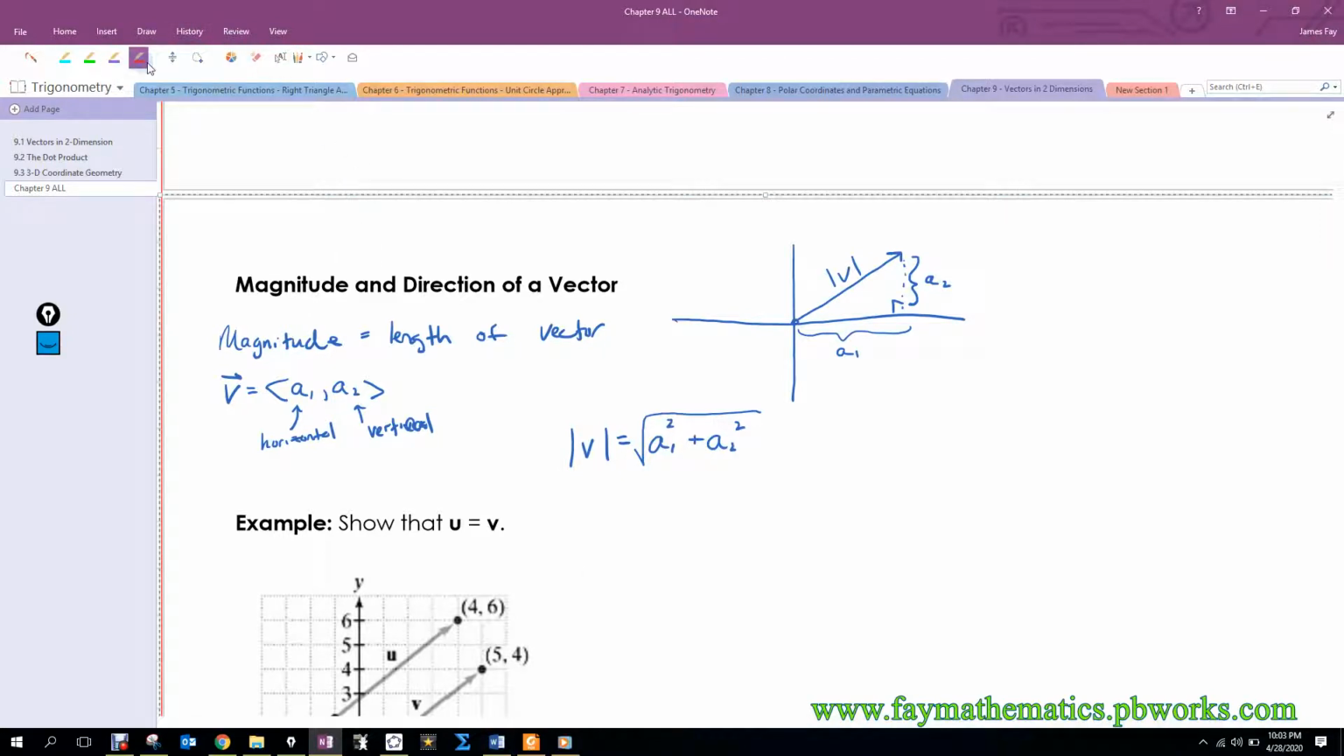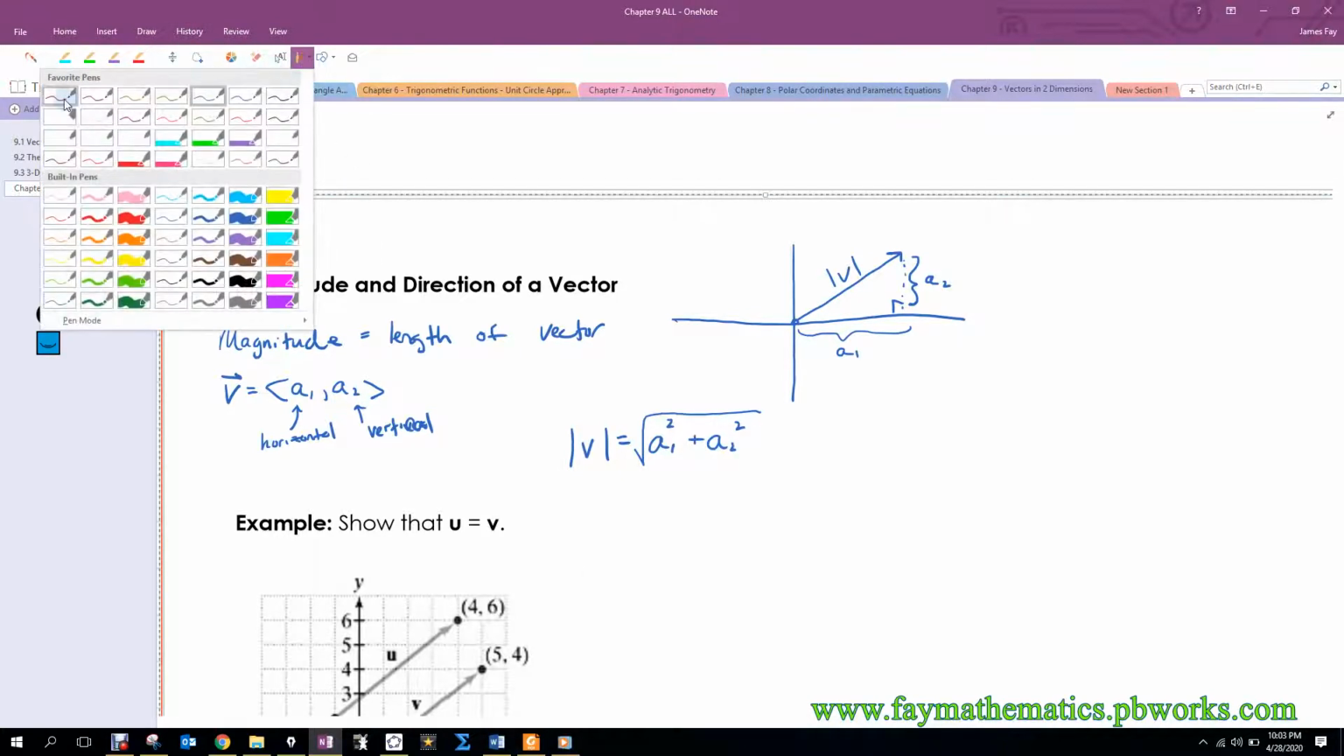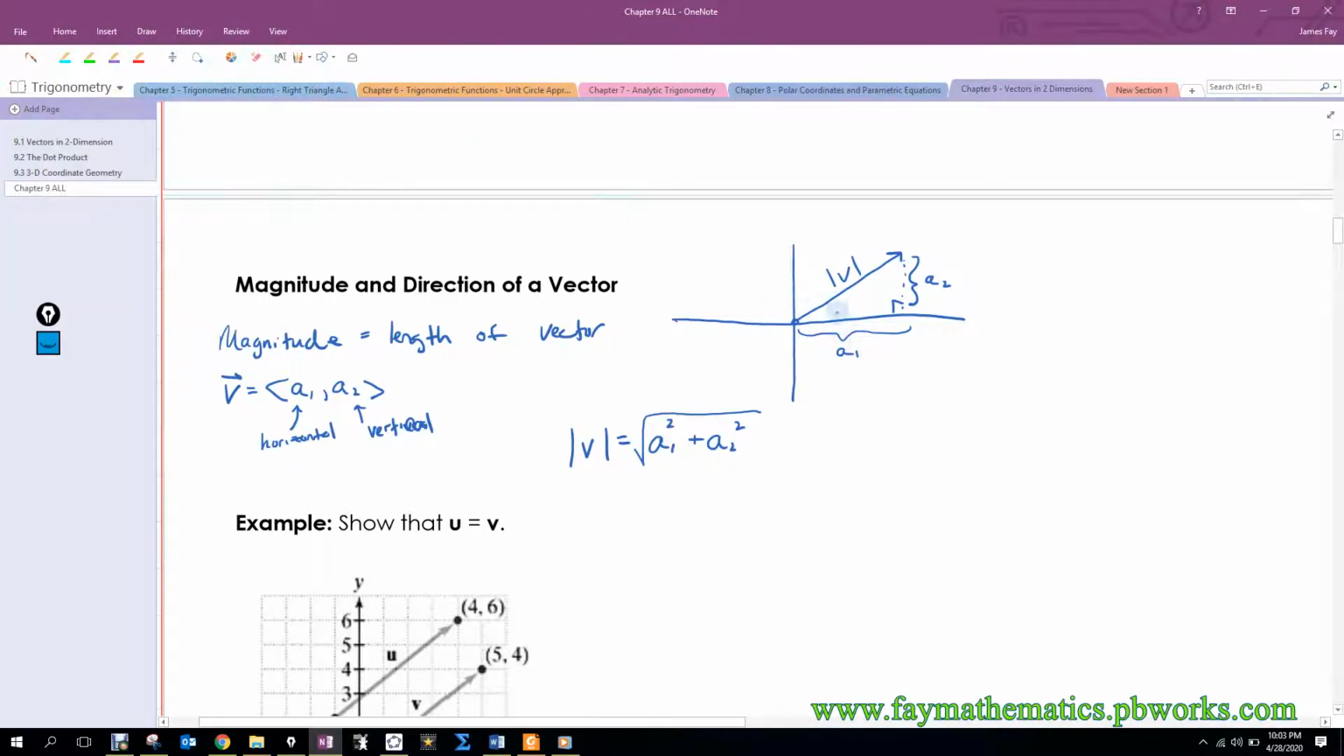Okay, now if I wanted to find the direction of the vector, so the direction is going to be that angle right there. So here I'm going to know that number and that number. So I'm going to say that theta is equal to tangent inverse of A sub 2 over A sub 1. And that should give me my theta, that should give me my direction.